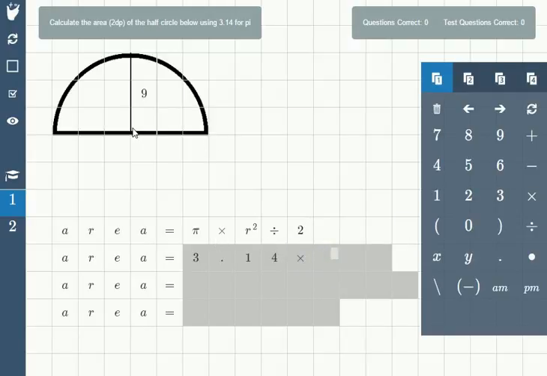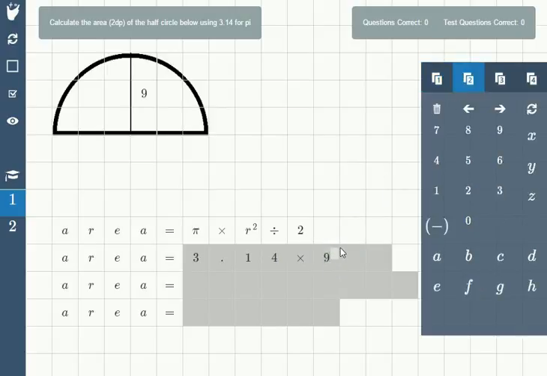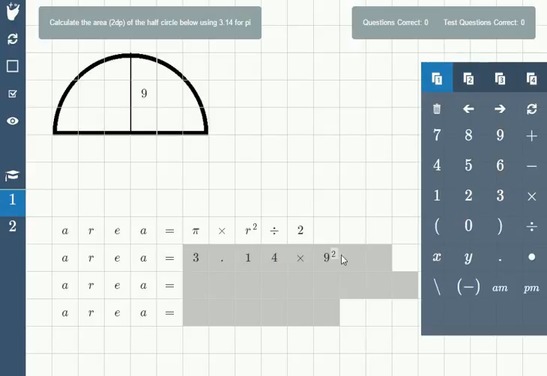Then we need to put in the radius, which in this case, the radius of our circle is going to be 9, because even though we've only got half a circle, it's still telling us the distance from the centre to the edge is 9, so that's the radius. So we can put in 9, then we need to put in the squared symbol, so we'll go to the second tab up here and use the small 2. So now we've got 9 squared, and finally to complete this first line of working we just need to put in the divided by 2.